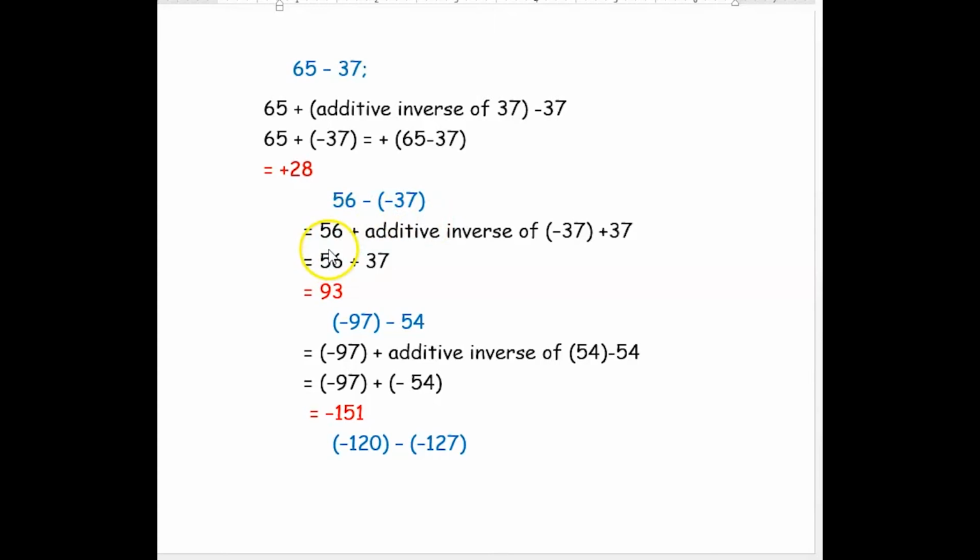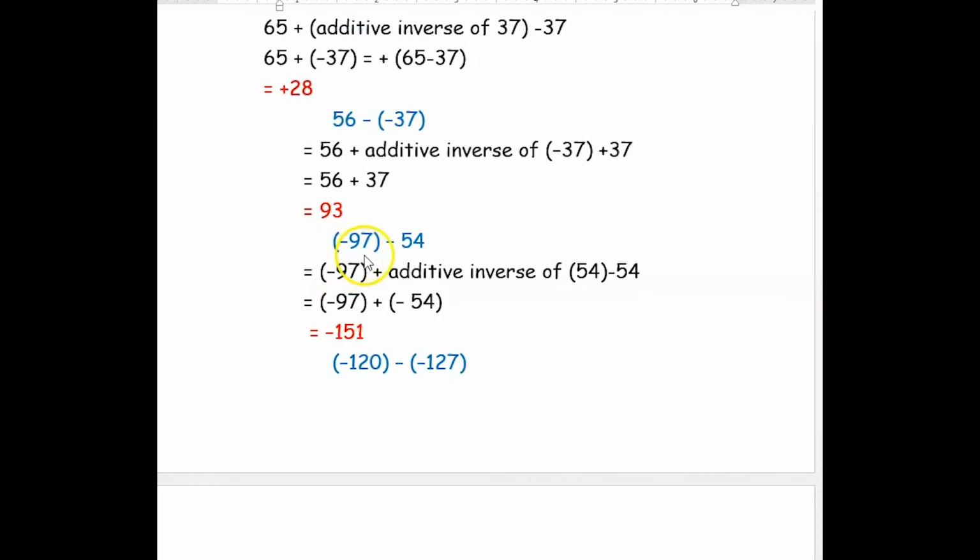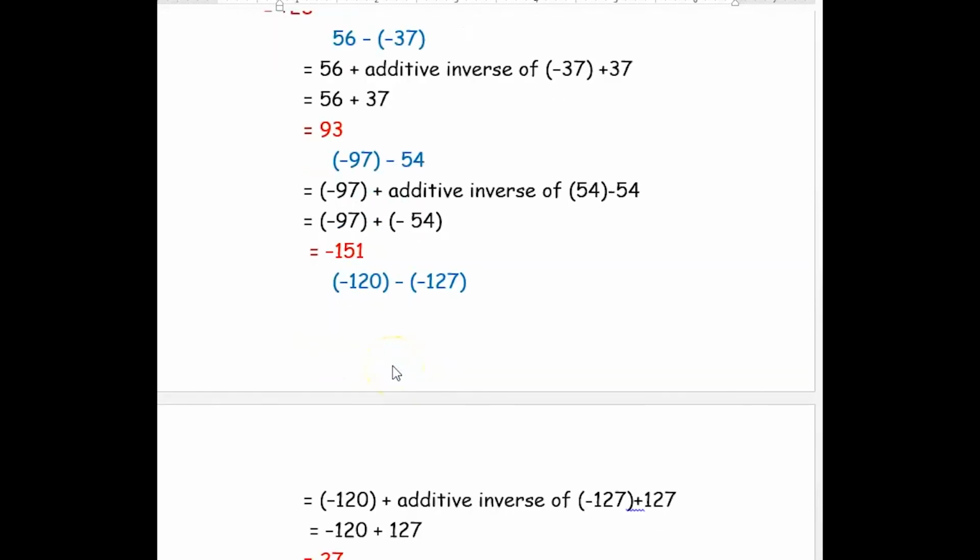Next is 56 minus negative 37. What we want to do is 56 plus the additive inverse of negative 37, that is plus 37. So 56 plus 37 is 93. Next is negative 97 minus positive 54. So negative 97 minus will become plus, then the additive inverse of positive 54 is negative 54. So negative 97 plus negative 54 will be negative 151.